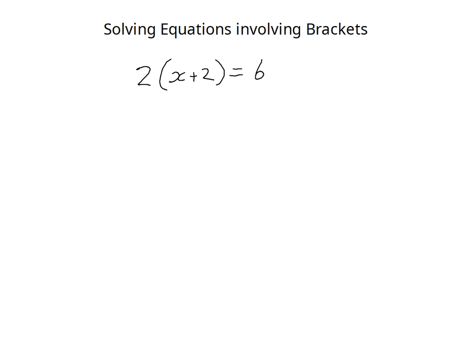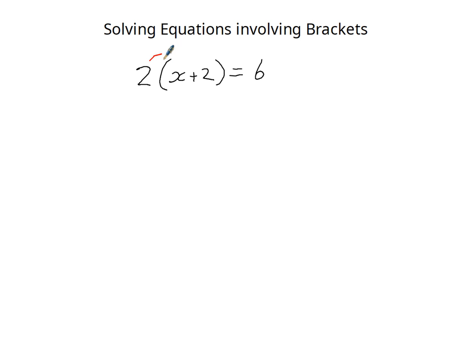So there's two different ways we could solve this. We could divide by 2 and we'd have x plus 2 equals 3, and then we could subtract 2 from both sides, which will give us x equals 1. I'm not going to write that method down because that wouldn't be very helpful at some of the other questions we're going to go on to later. So we're going to practice the method that is going to support us later on. And that would be to multiply out the brackets.